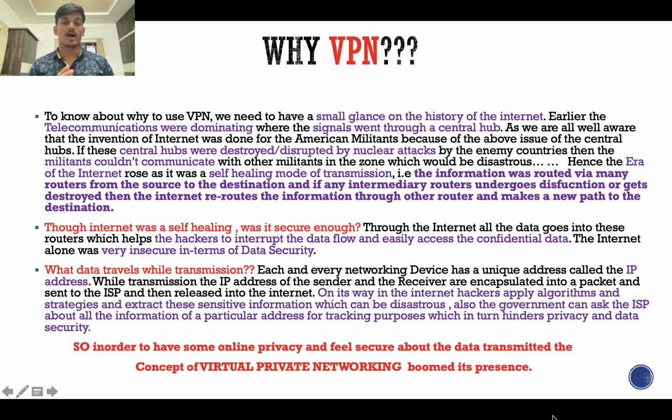What data travels during transmission? Each and every networking device has a unique address called the IP address. During transmission, the IP address of the sender and the receiver is encapsulated into a packet and sent to the ISP, the internet service provider, and then released into the internet. On its way in the internet, hackers may apply algorithms and strategies and extract this sensitive information, which can be disastrous. Also, the government can ask the internet service provider for all the information of a particular address for tracking purposes, which in turn hinders privacy and data security.